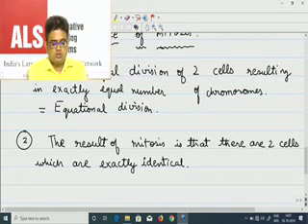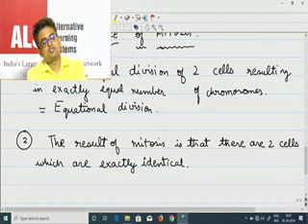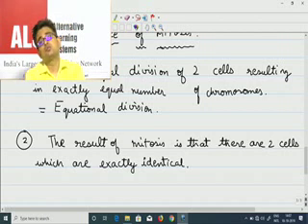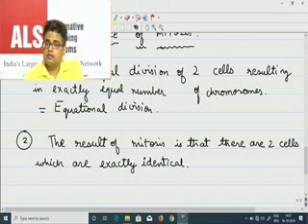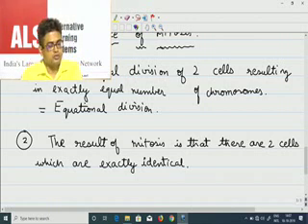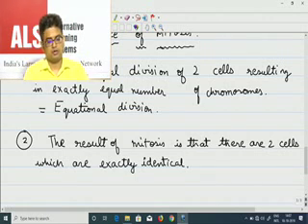Because of mitosis, there are two cells which are exactly identical, and this is because of the symmetrical division of the chromosomes. The chromatin material is synthesized symmetrically. There is no exchange, no variation. So the future generation produced by this process is going to be exactly similar to the parents.